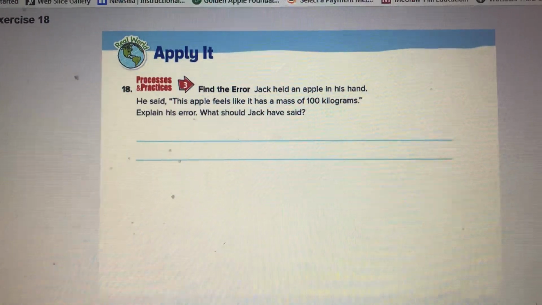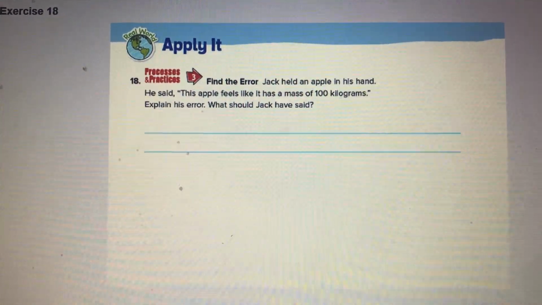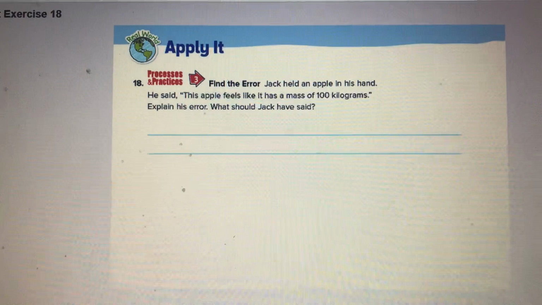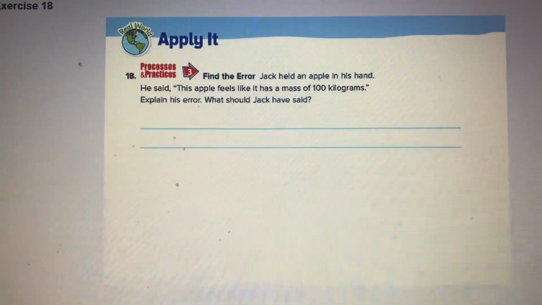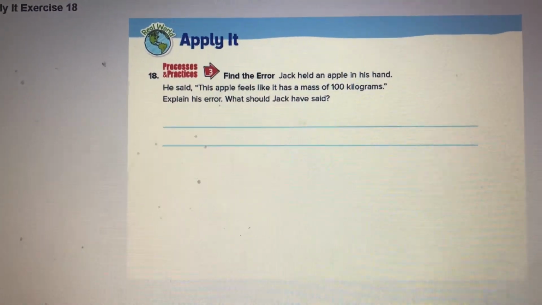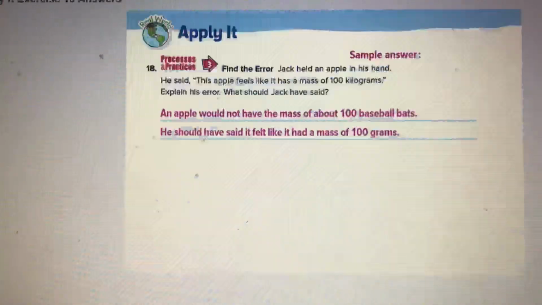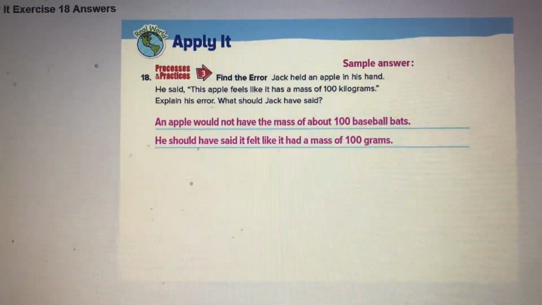All right, number 18, you have to find the error. Jack held an apple in his hand. He said the apple feels like it has a mass of 100 kilograms. Think about that in your head. That's like 100 baseball bats. What's his error? What should he have said? Do you think that maybe Jack should have said 100 grams? Yeah, he should have said 100 grams.